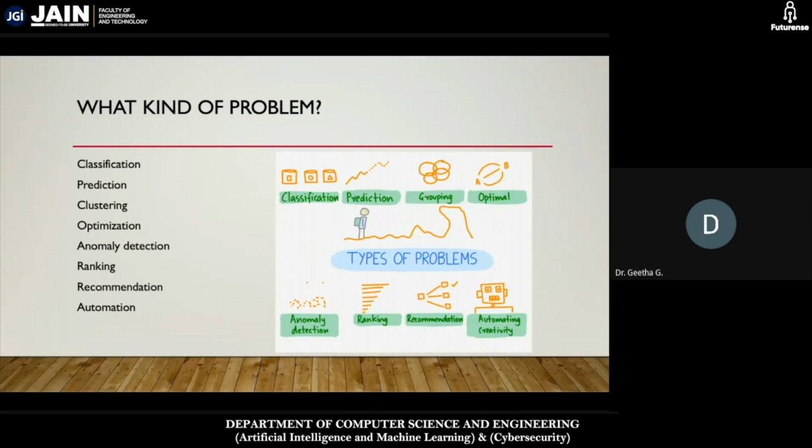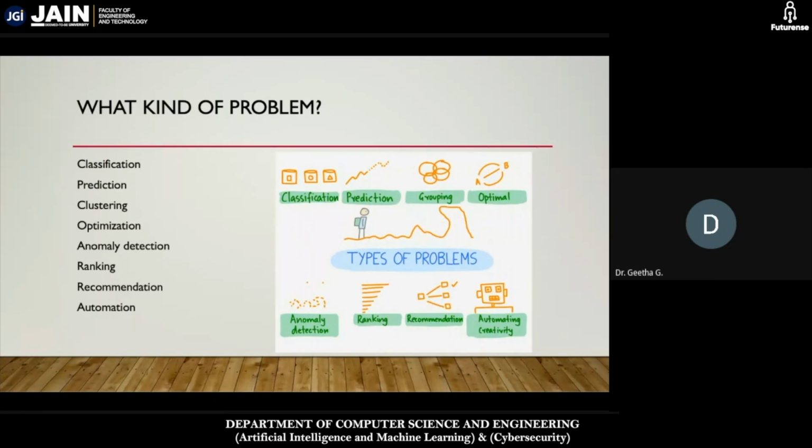It could be a classification problem. It could be a prediction problem. It should be a grouping or clustering problem or an optimization problem. It could be an anomaly detection problem, some ranking problem, recommendation system, or some automation. So your problem will fit into any one of these categories.